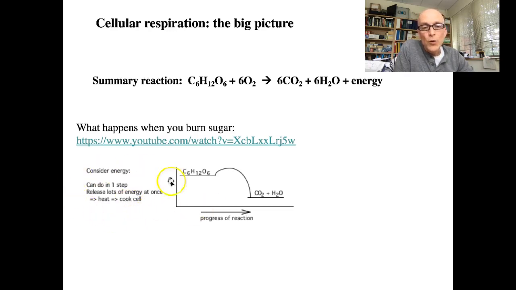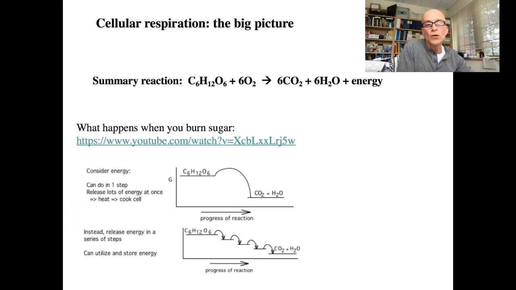Now, you could do this in one step. You would release a lot of energy all at once, and with that a lot of heat, and that could cook the cell, I just sort of say here. Of course, that doesn't happen in the cell. That would not be very useful. So in the cell, it really looks much more like this, where you have a series of small steps, where each of those steps releases a little bit of energy, and that energy can then be captured in coupled reactions.